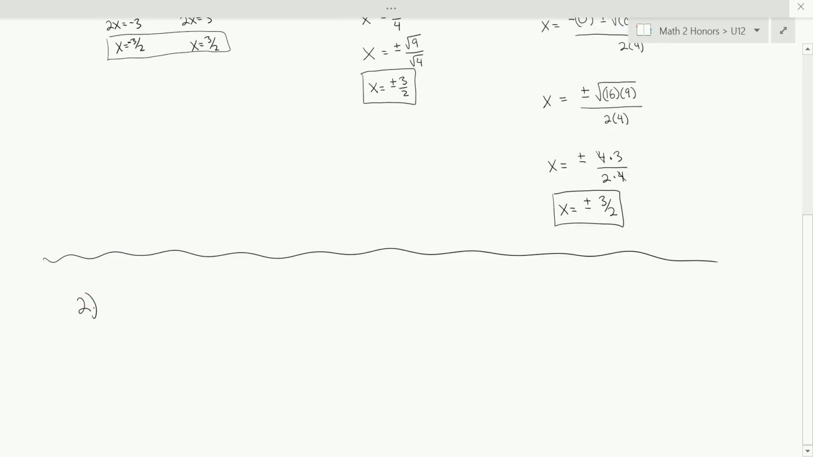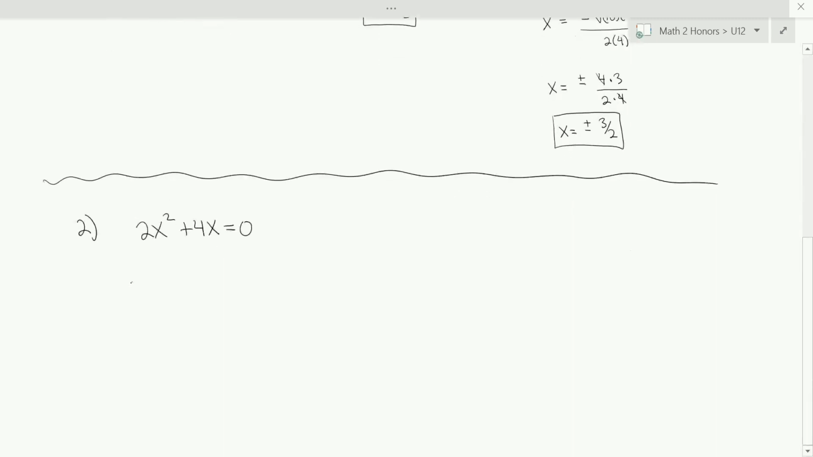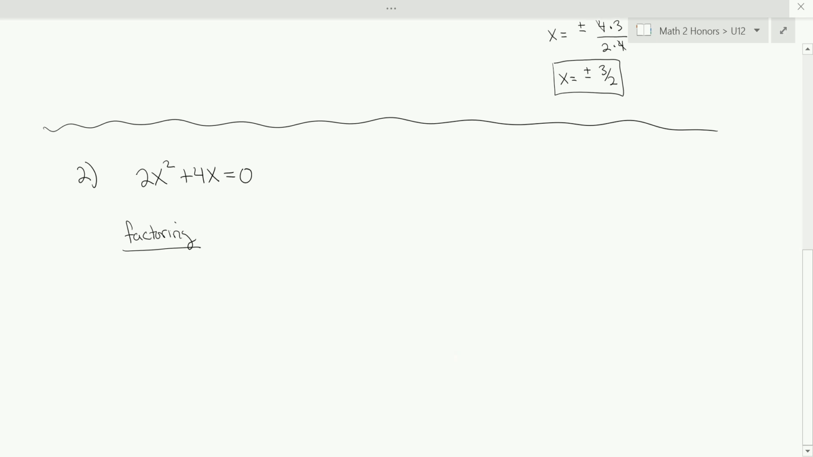The next one is 2x squared plus 4x equals 0. Let's start with factoring again. You remember how to factor this? This is the easy kind of factoring, where you notice both terms have a 2x, and you factor out the 2x and you're left with x plus 2. We got 2x times x plus 2.